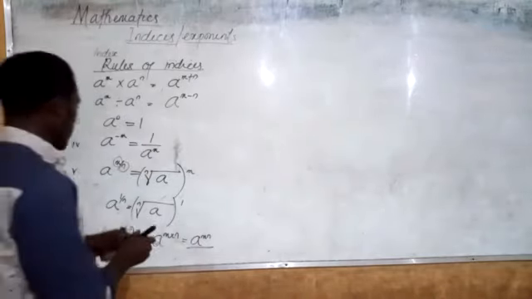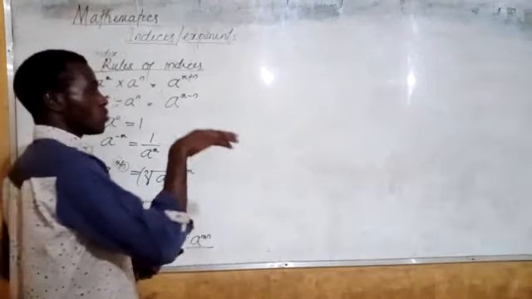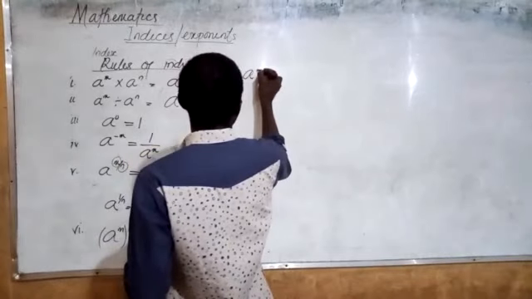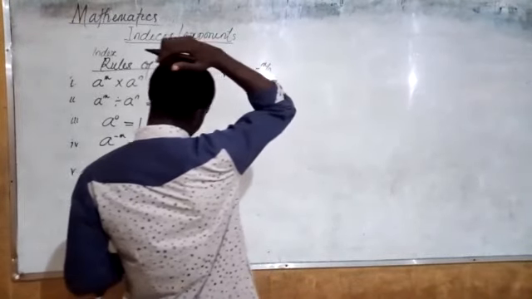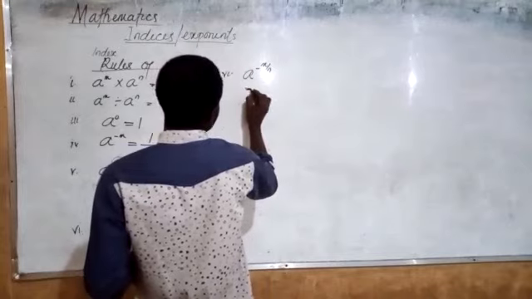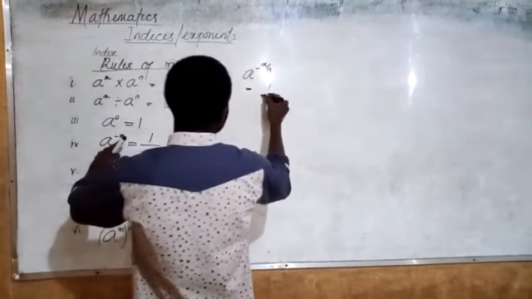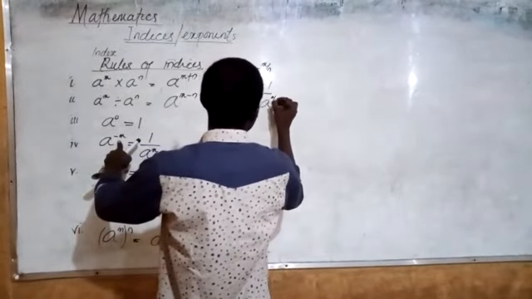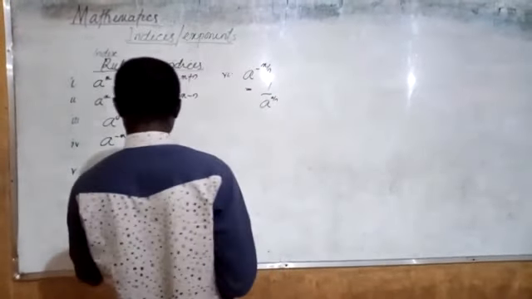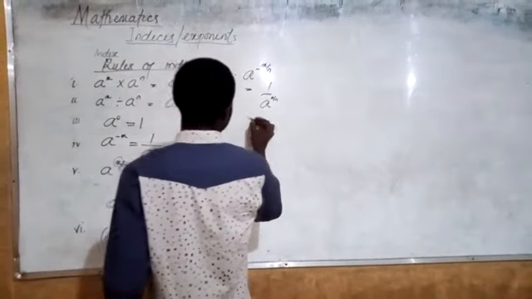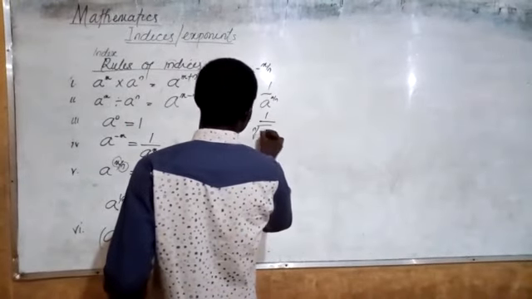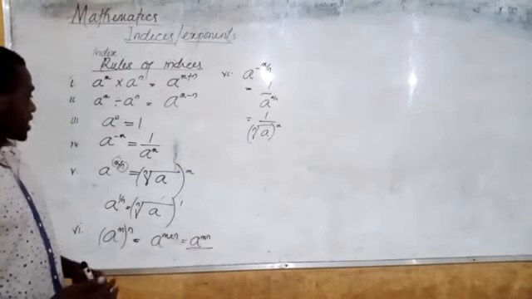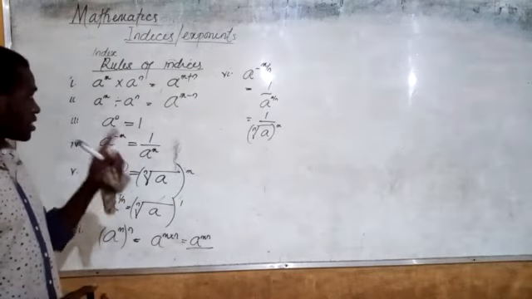In the same way, what if I have a negative root power? If I have a negative root power, say for example, I have a raised to the power minus m over n. Alright? So if I had something like this, it would still mean I'm going to apply this first principle, which says 1 over a raised to the power m over n. Then I apply the next principle, which says 1 over the nth root of a, all to the power m. Alright? So that's basically it. That is basically for that.